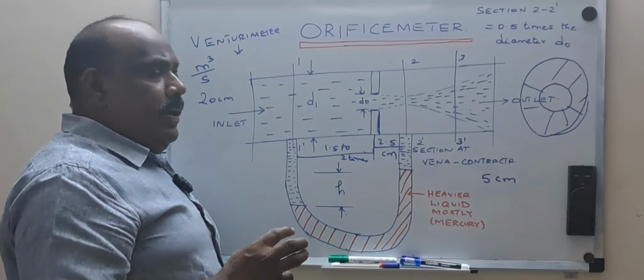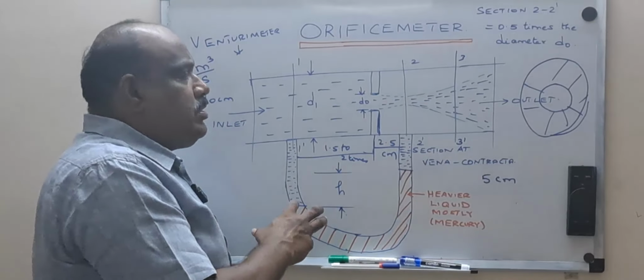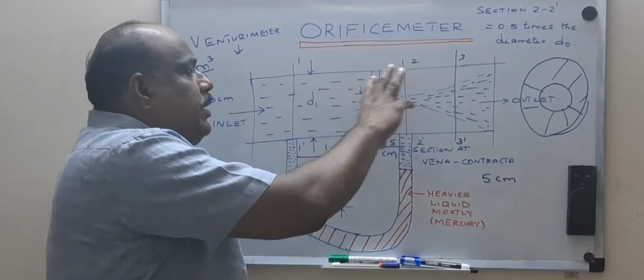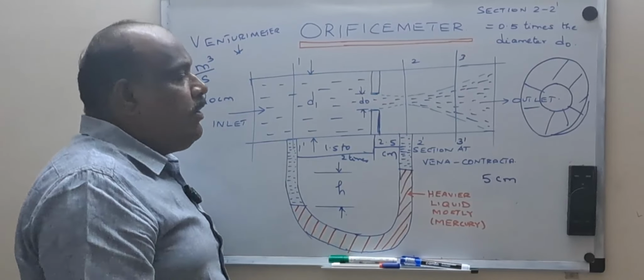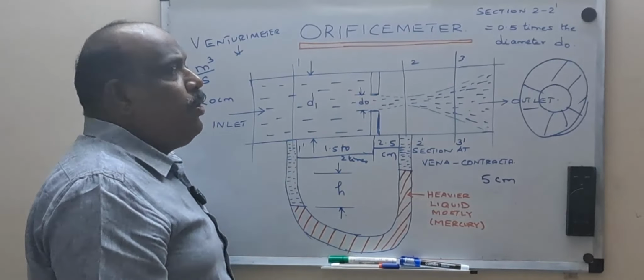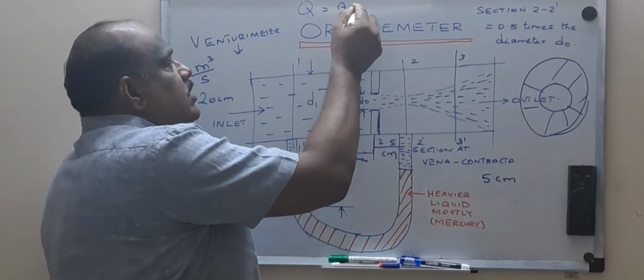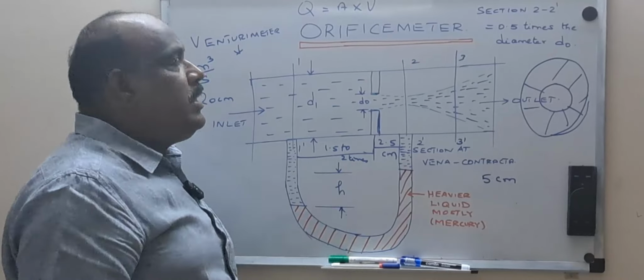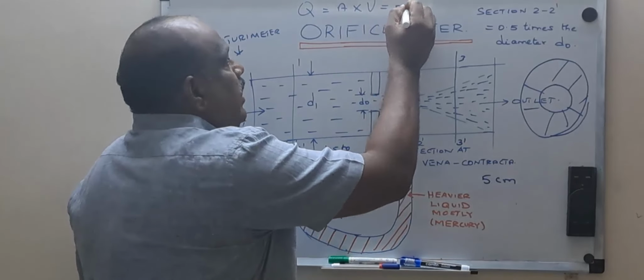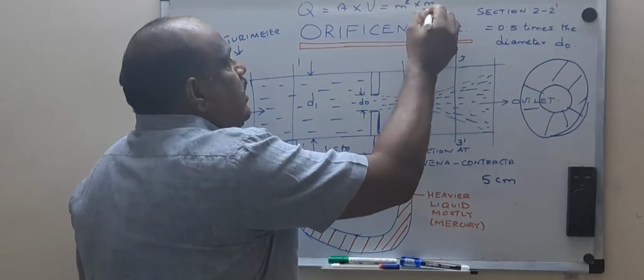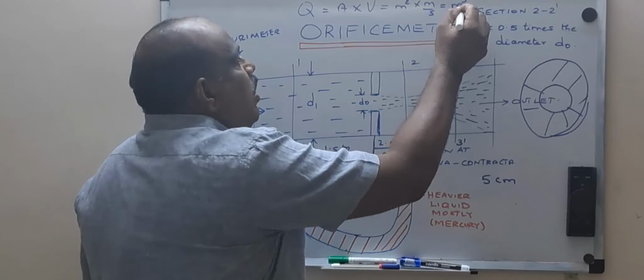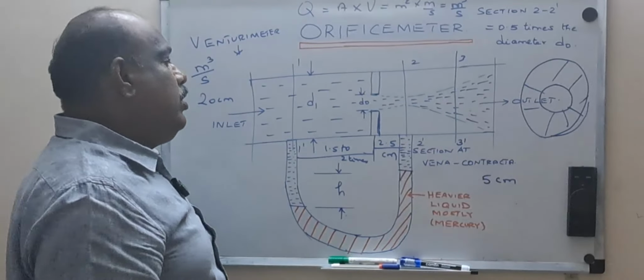Now we will try to apply this concept to Bernoulli's equation between the points 1 and 2, and we will try to arrive at the formula for the flow rate, namely Q. The flow rate is given by what? Q equal to area into velocity. Yesterday also we have seen. Because the unit of area is meter squared and the unit of velocity is meter per second, when I multiply, I will get the volumetric flow rate. So this is the idea we are going to follow.